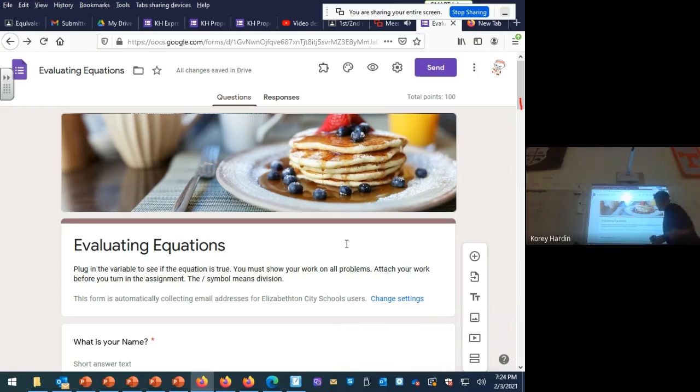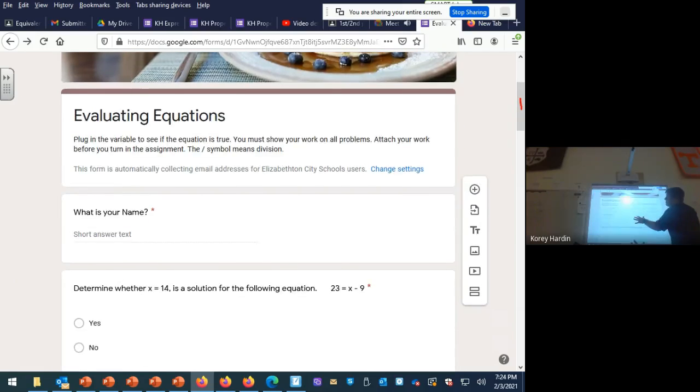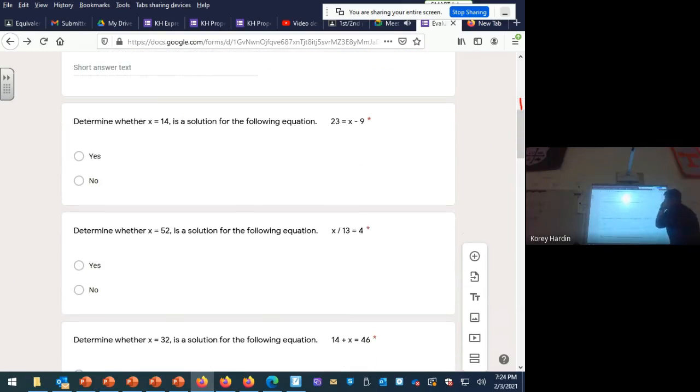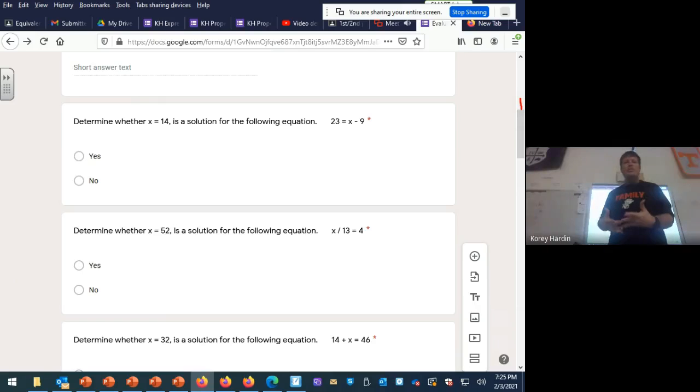I don't think it'll count your name wrong here. I'm not 100% certain, but there's your name. So you're going to have to determine whether x equals 14 is a solution for the following equation. You're going to take x, whatever it is, and plug it in where the x is. So 14 minus 9. Well, 14 minus 9 is definitely not 23. So your answer for the first one is going to be no.